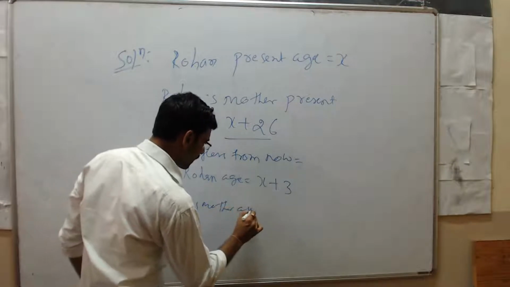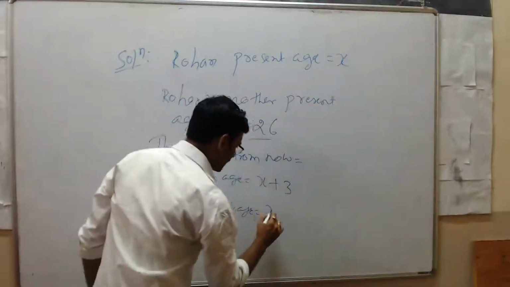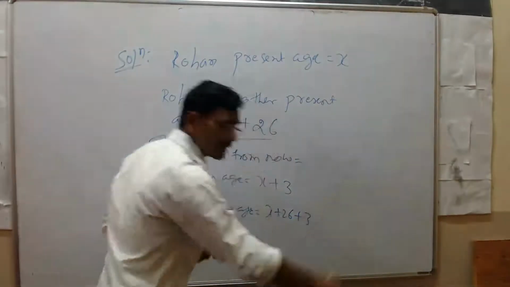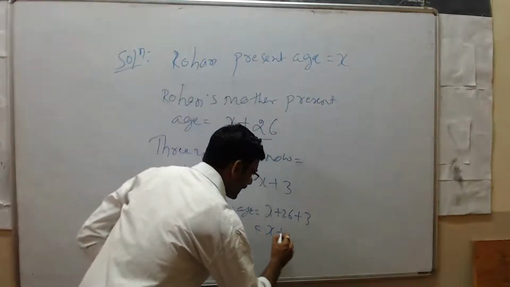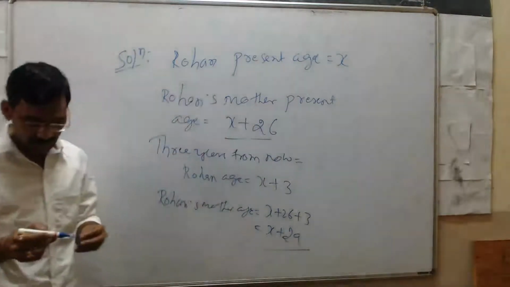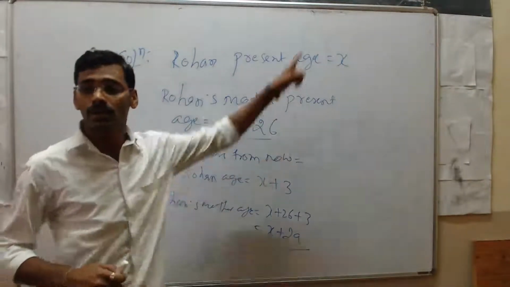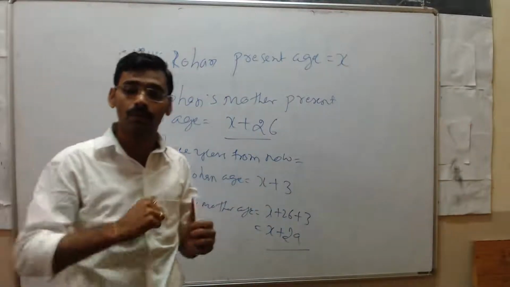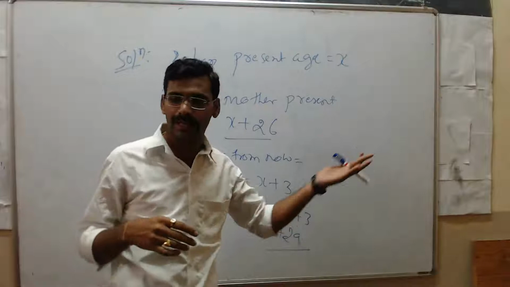Rohan's mother's age and present age is x plus 26. After 3 years, we should add 3. Therefore x plus 26 plus 3 is 29. It means the present age of Rohan is x, and the present age of Rohan's mother is x plus 26, because it is said she is 26 years older, so x plus 26.